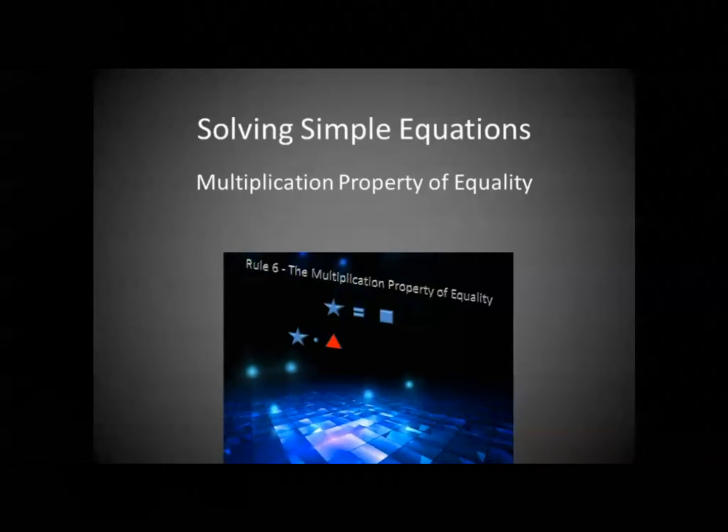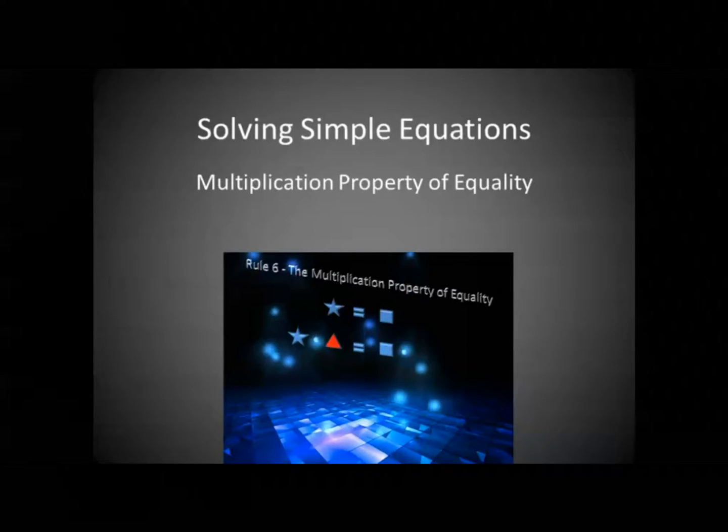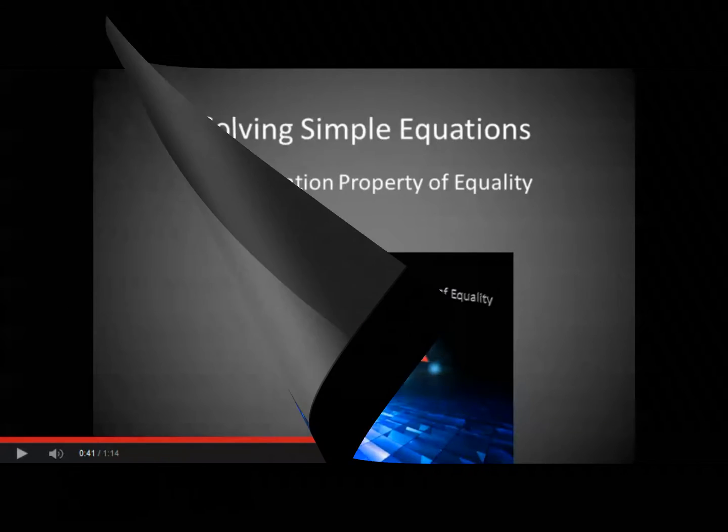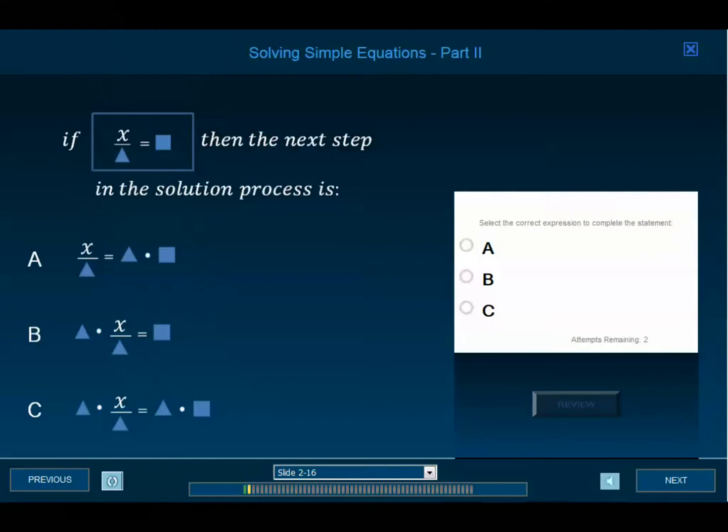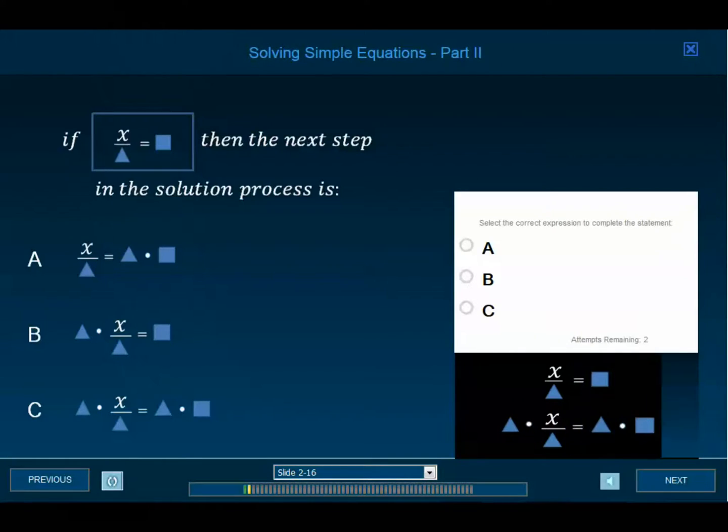In this section, we're going to see how we can solve simple equations using the multiplicative property of equality. To multiply it by the triangle expression. Our multiplication property of equality, though, says that we must remember to multiply the left-hand side of the equation by the same expression in order to still have a true statement. If we are at this point in the solution pattern, then the next step in the solution process is which of the following?